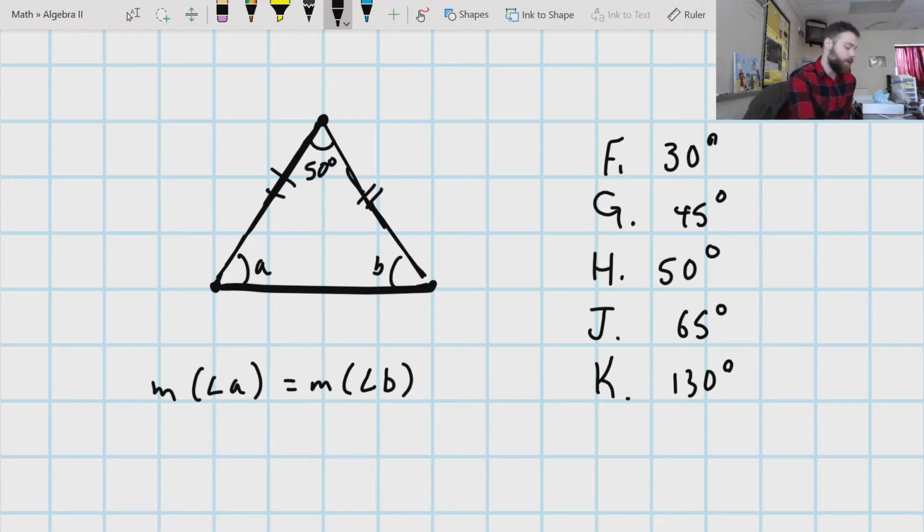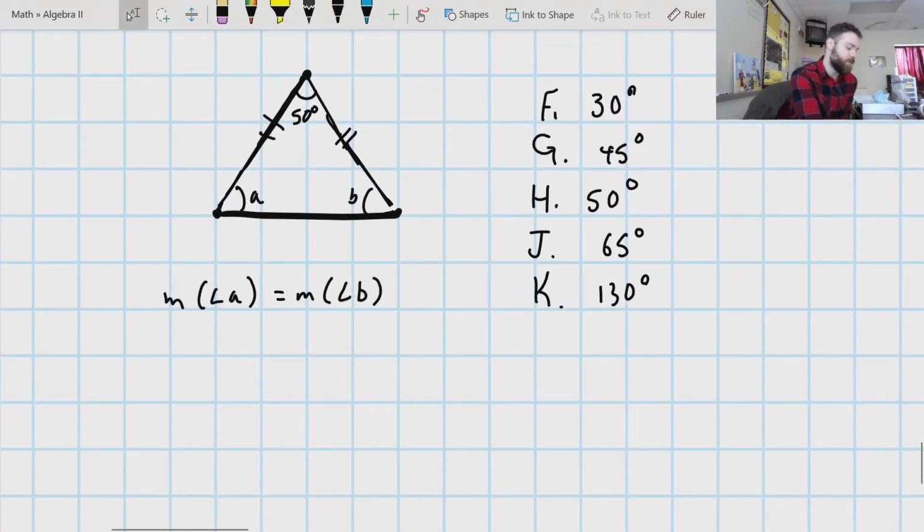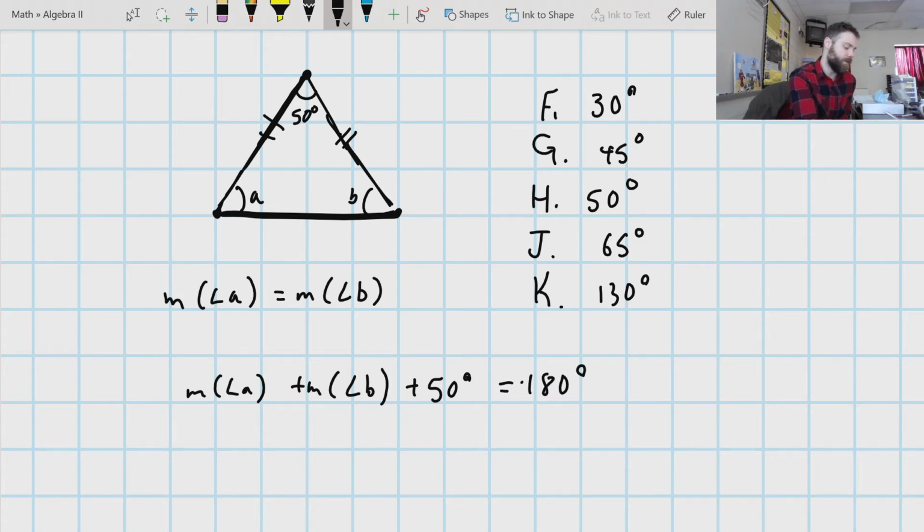Okay, so if the measure of angle A is equal to the measure of angle B, then I need to use a theorem that says the angle sum of the interior of a triangle in Euclidean geometry is going to be 180. So we've got the measure of angle A plus the measure of angle B plus 50 degrees is going to equal 180 degrees.